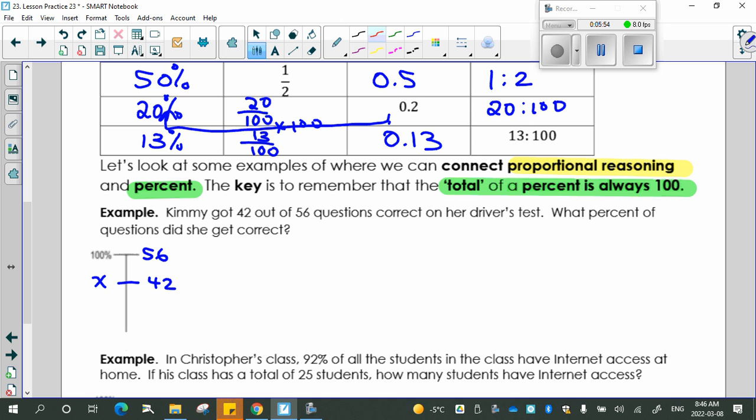So this little graphic helps me make a proportion, and we know from yesterday that proportions are pretty easy to solve. So my proportion can be 100 over X equals 56 over 42. And now I can just cross multiply. 56X equals 4,200. Divide by 56.